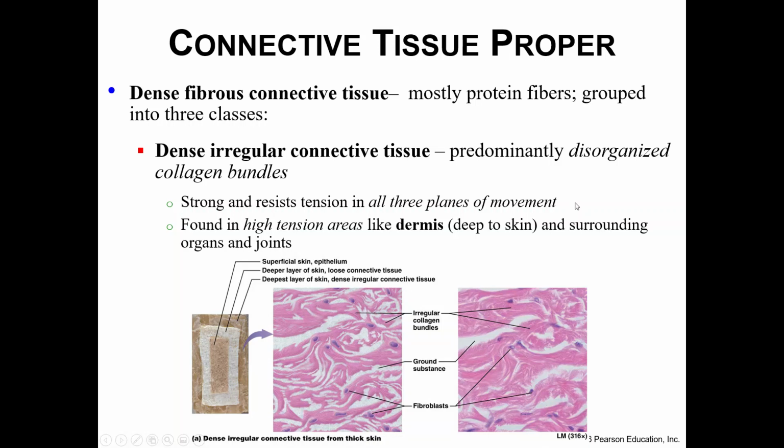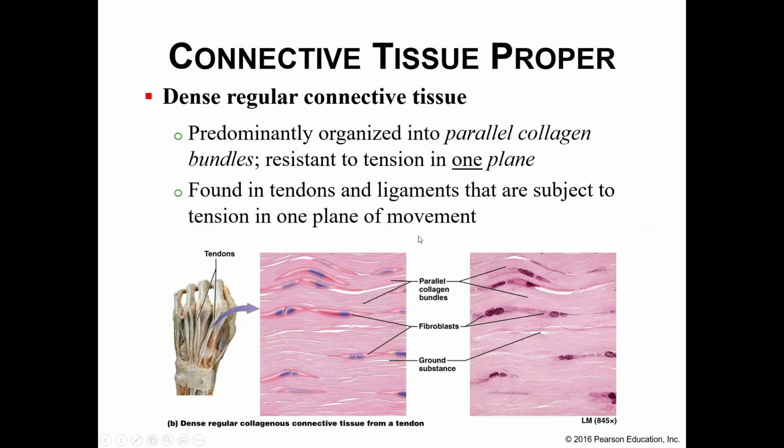Okay, so X, Y, and Z plane, I guess. Whatever you call it. So not just a forward and a backward, not just an up and a down, but like a three-dimensional movement. This is found predominantly in the dermis of your skin, and it also surrounds your organs and your joints. Think about your skin. You can tug on your skin. You can move your skin somewhat in multiple planes of movement.